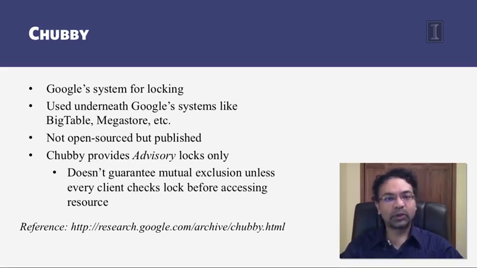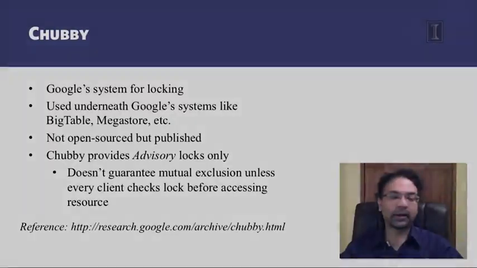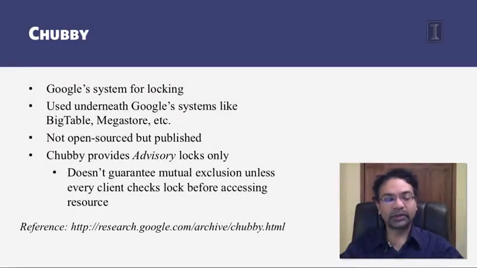So Chubby is a system used underneath Google's storage systems such as Bigtable and Megastore. Chubby has not been open sourced, but the technical details and the design of Chubby have been published in a paper by Google, and that's what we're going to discuss in very brief detail in this slide and the next. Chubby provides only advisory locks. This means that clients must ensure that they access the lock before they access the critical resource or the object itself. So if clients forget to access the lock, then mutual exclusion may be violated. This is why these are known as advisory locks.